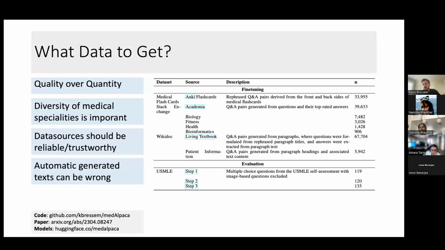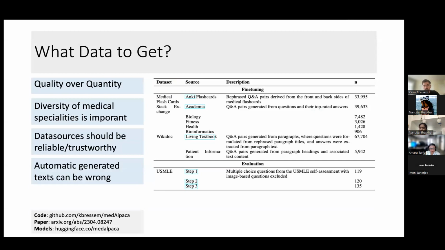So when training the model, I think the most difficult task was what data to get. It's definitely quality over quantity. There were some papers, like the Lima paper, which showed that you need 1,000 high quality prompts and you beat other models, which were trained on much more data.